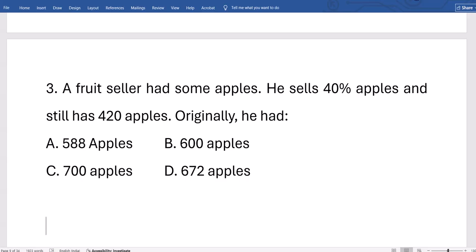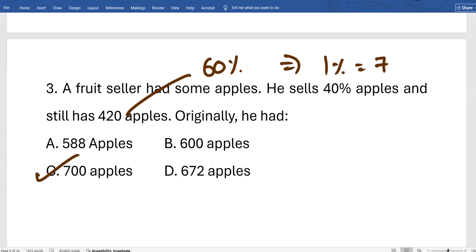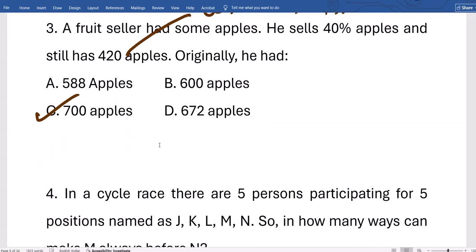Yeah, answer 700. Very good. 40% gone, so 60% is available. This is equal to 60%. 1% equals 7, so 100% is equal to 700. 40% gone, remaining is 60%, and 60% equals 420. That's what I said, you can solve this question in 30 seconds.